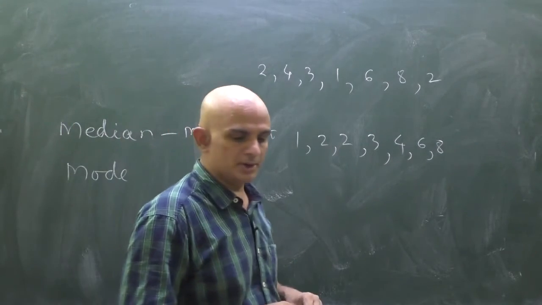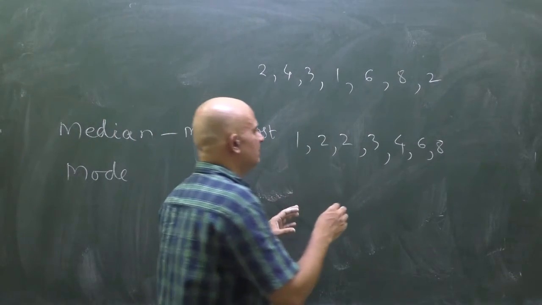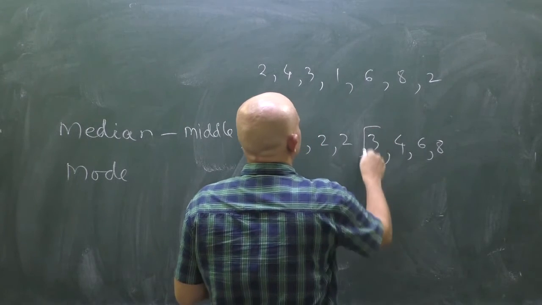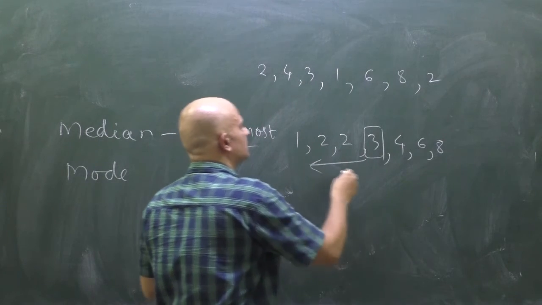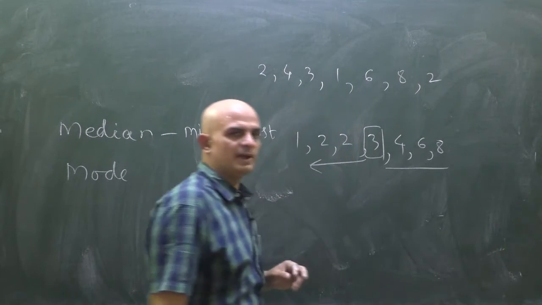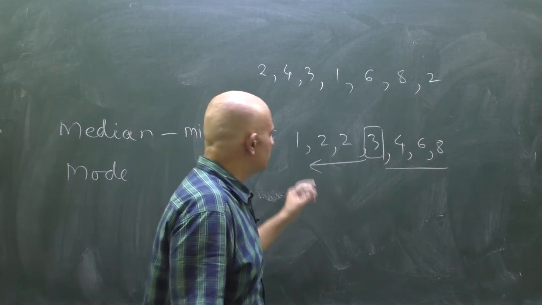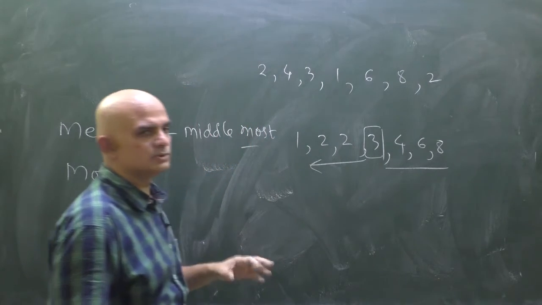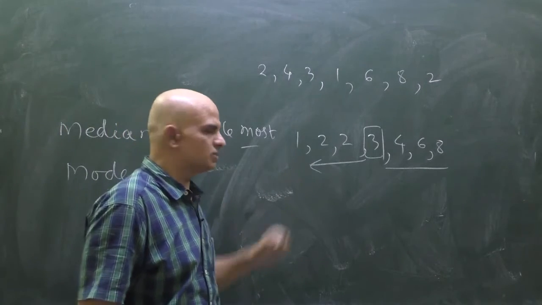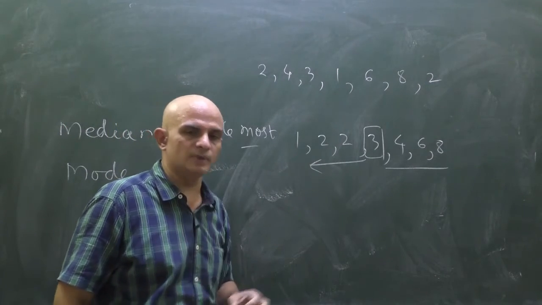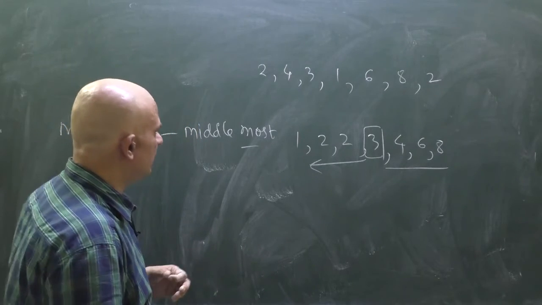And median is what? Median is the middlemost value. So which value is the middlemost value here? You can see, this value is the middlemost value because to the left of this, three values are there, and to the right of this, three values are there. So in general, on the basis of our observations, we can find the middlemost value. But to generalize it, let's make a formula for this.